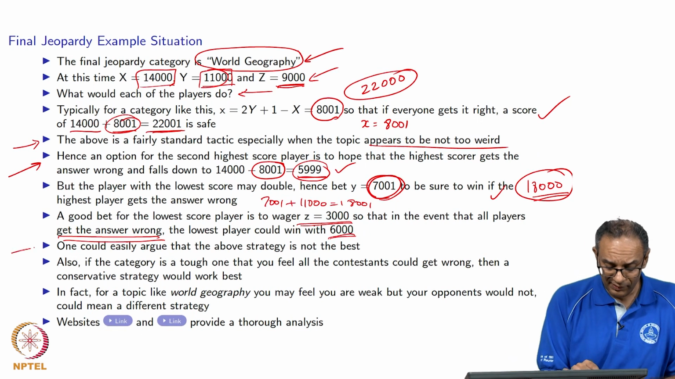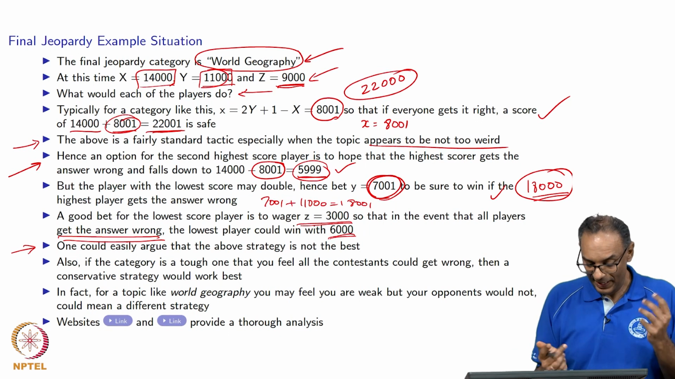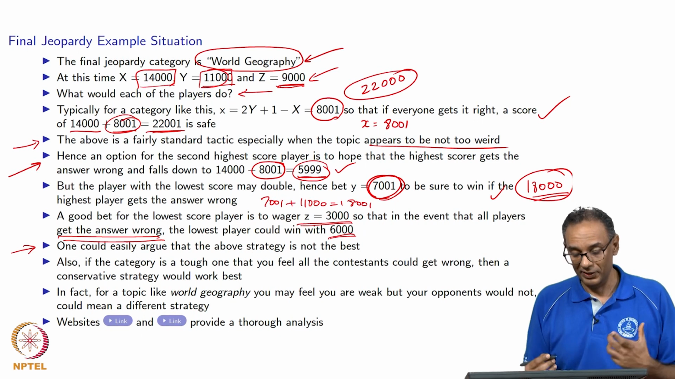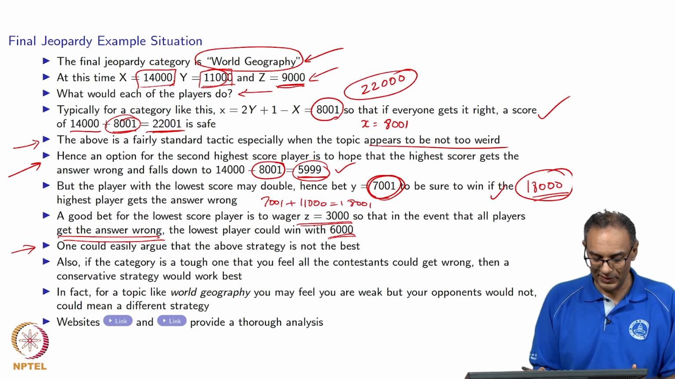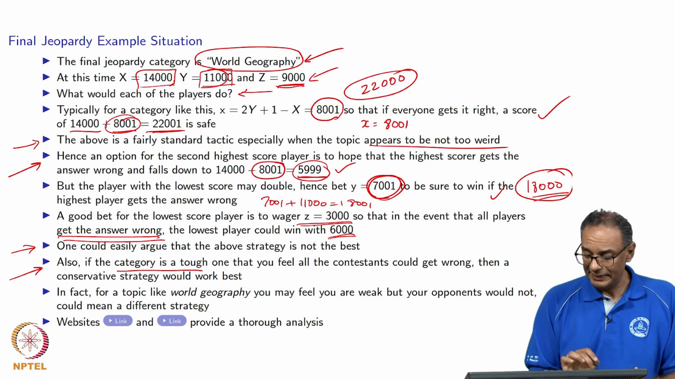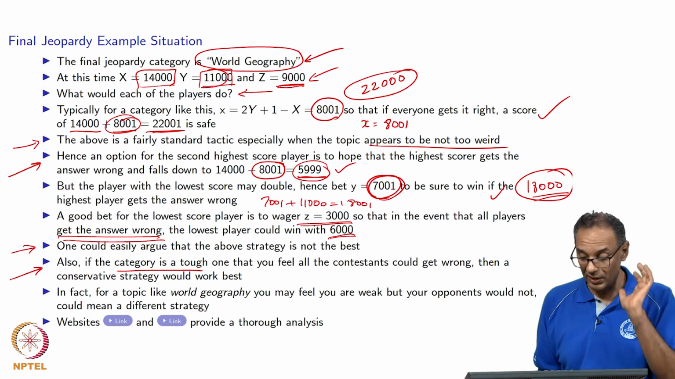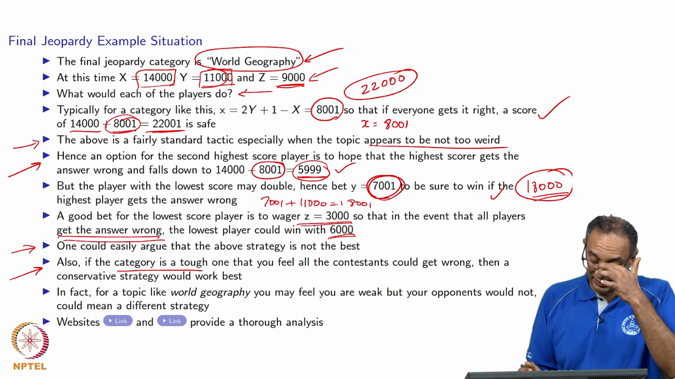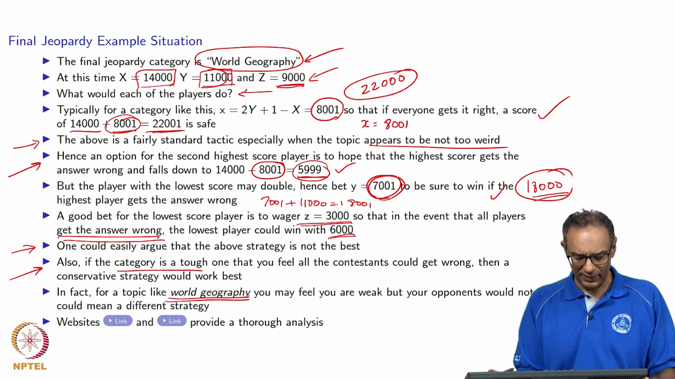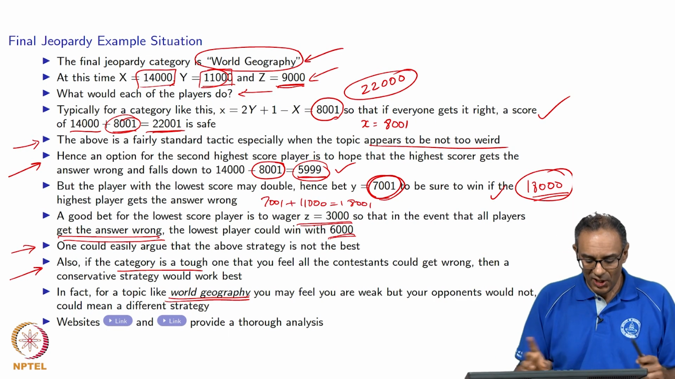Now we could really talk about, is this the best strategy? Probably not. But this is a strategy, and you also want to pick strategies that are dependent on the topic and a whole bunch of other things. The other thing is, if a category is very tough, you could do something different. You could think, well, everybody is going to get it wrong, so I'll be conservative and put down 0. For topics like world geography, maybe you are one person who feels a little bit weak about the topic, but your opponents may not. So then you say, okay, let's go ahead and do that. So that's an option.